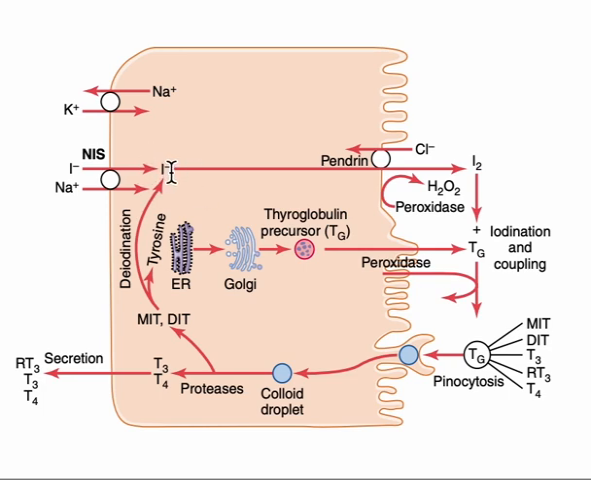The energy required to move the iodide ion from the blood into the thyroid follicular cell is derived from sodium potassium ATPase, because we have to move the iodide from an area of low concentration, that is from the blood, into the thyroid follicular cells, which are already loaded with iodide ions.